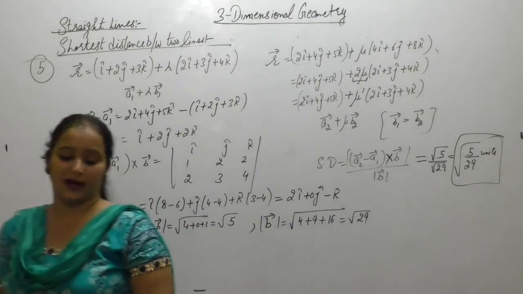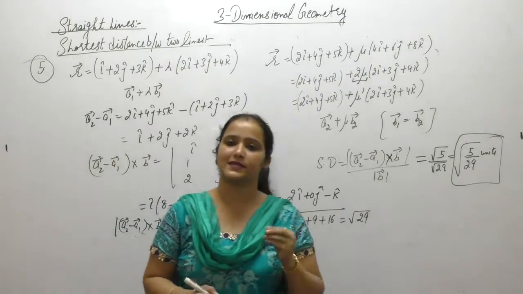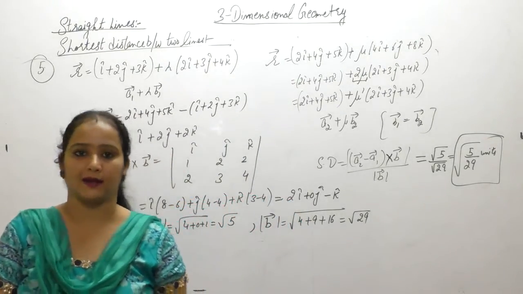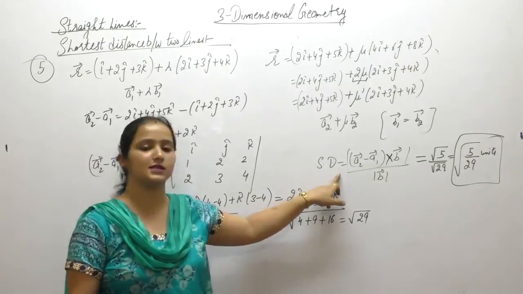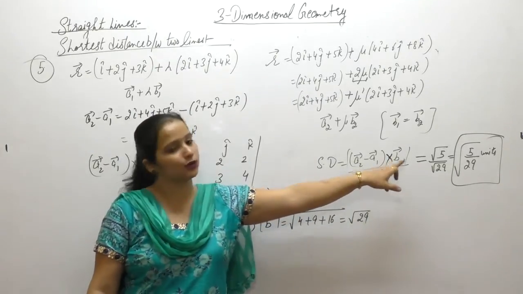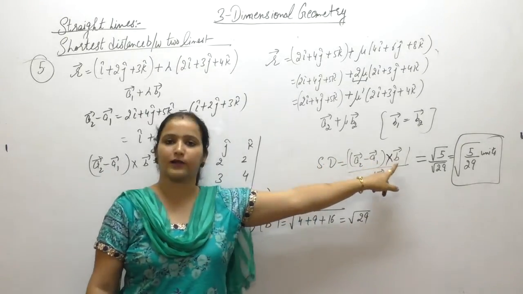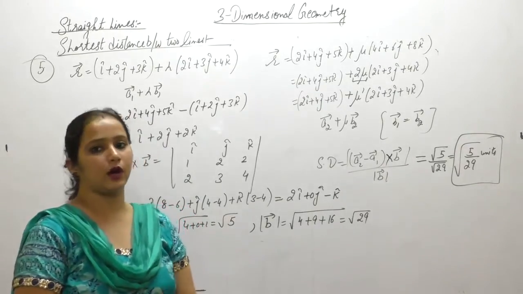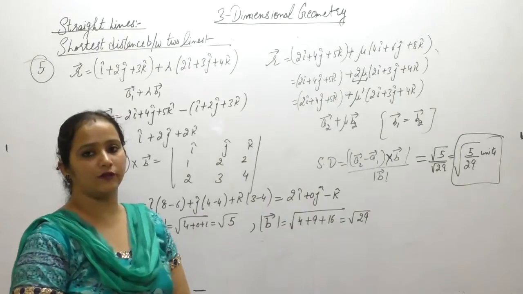So if the b vector becomes the same on taking some term common, it means these two lines are parallel. And if the lines are parallel, then the shortest distance between these two lines is the cross product upon magnitude of b vector.